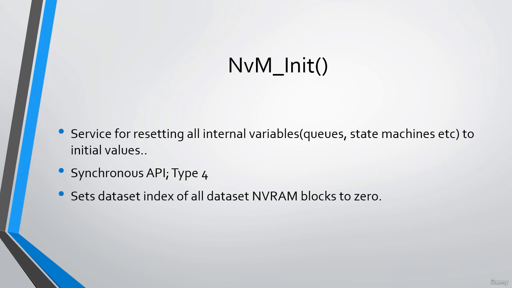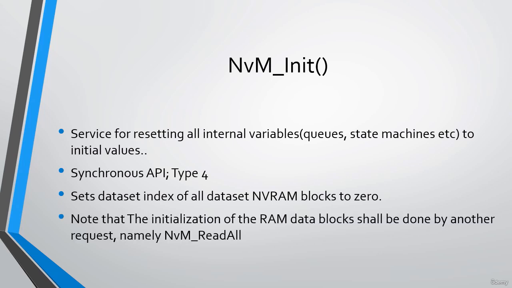Just remember that the initialization of RAM data blocks is done by another request, which is NVM read all. We are not initializing the RAM block here. The RAM blocks are initialized by the call of NVM read all. Here we are just doing the initial steps like resetting the queues, state machines, flags, etc. So that's all about the NVM configuration class 1 APIs. In the next lecture, we will discuss configuration class 2.